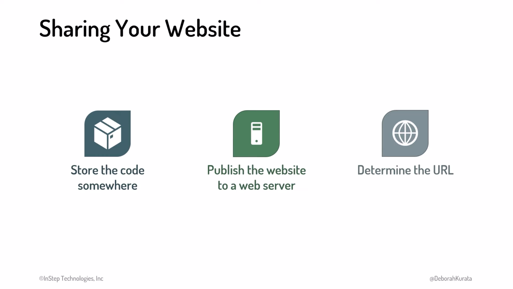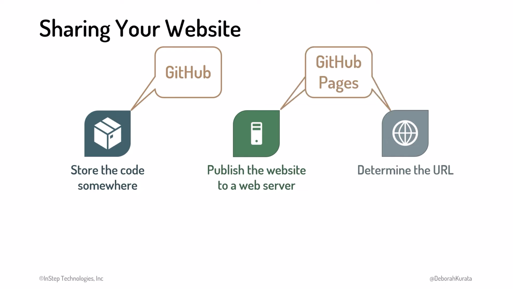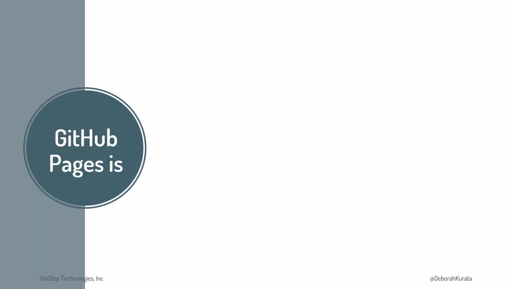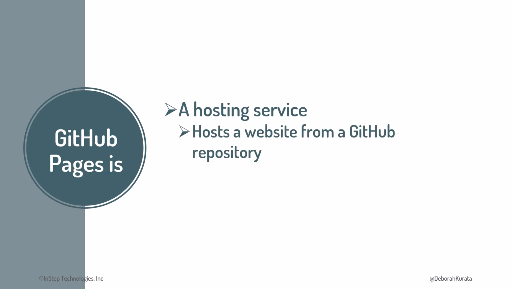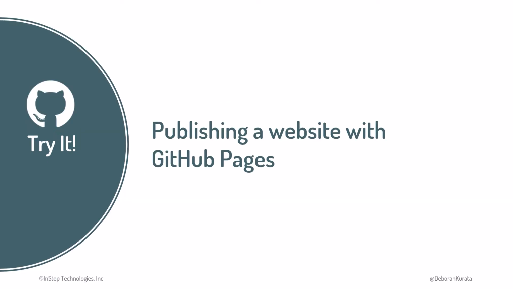So far in this course, we've seen how GitHub takes care of this first task. GitHub Pages provides these last two. GitHub Pages is a hosting service that can host a website directly from one of our repositories on GitHub, and it doesn't cost any money. Well, that sounds perfect. Let's publish our Pet Cafe website with GitHub Pages.